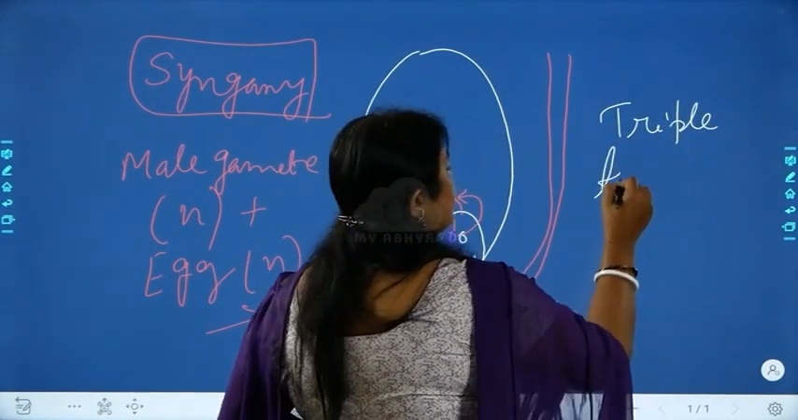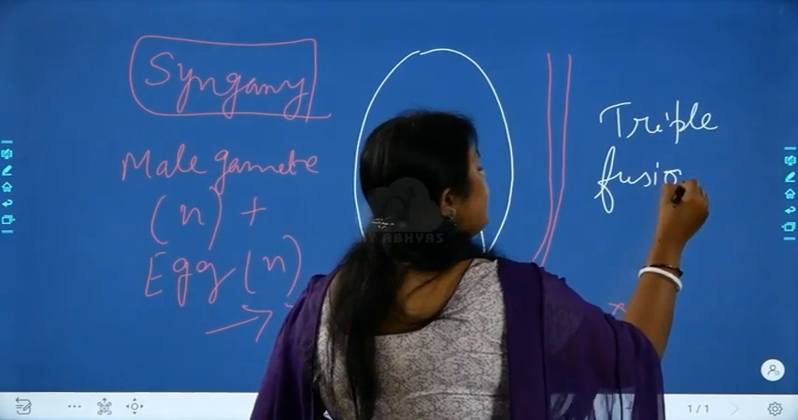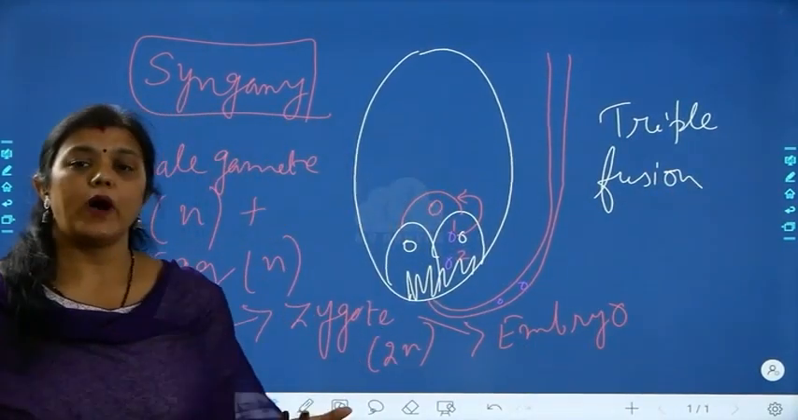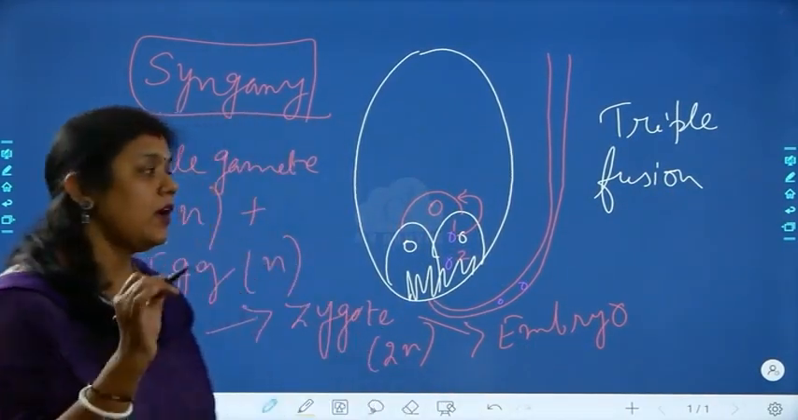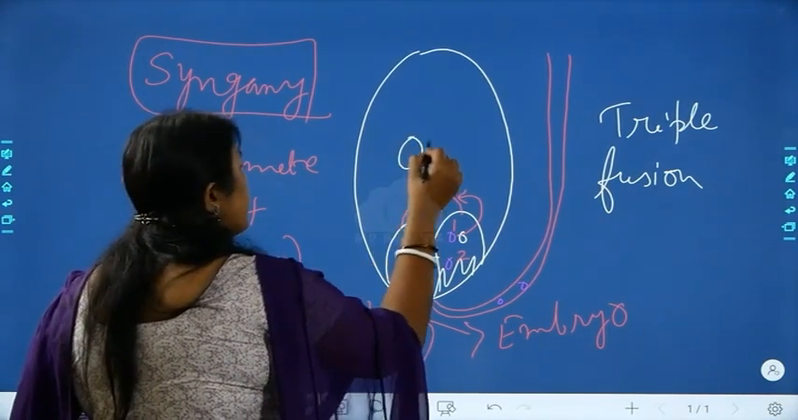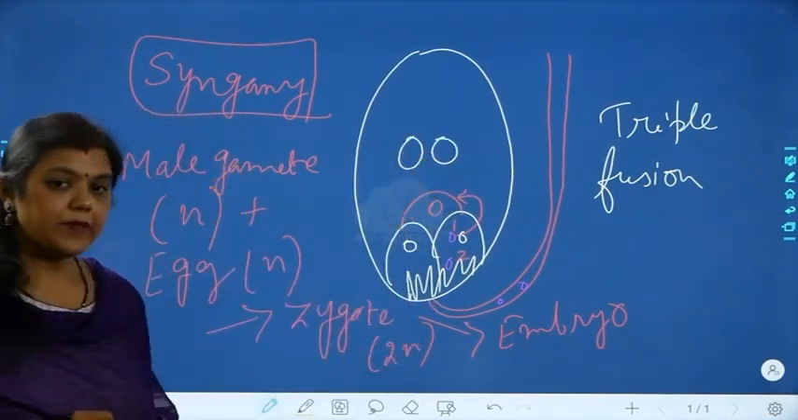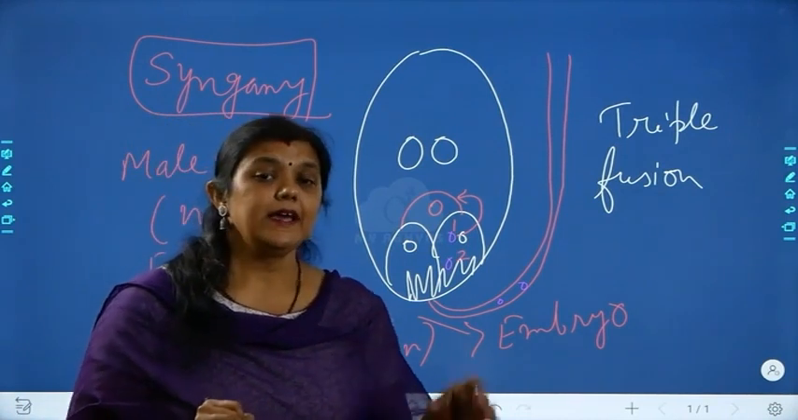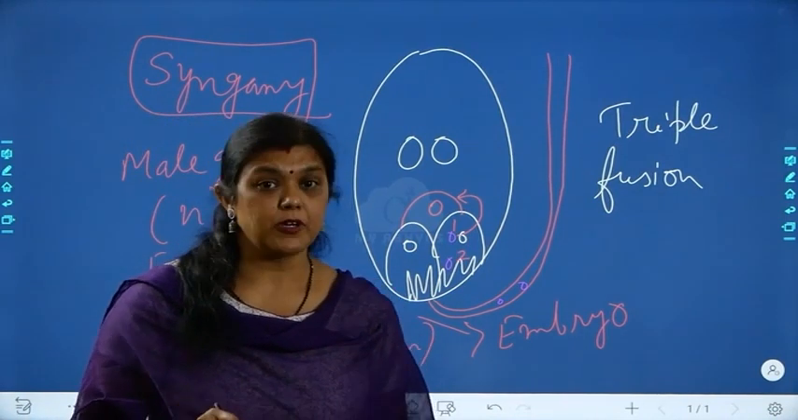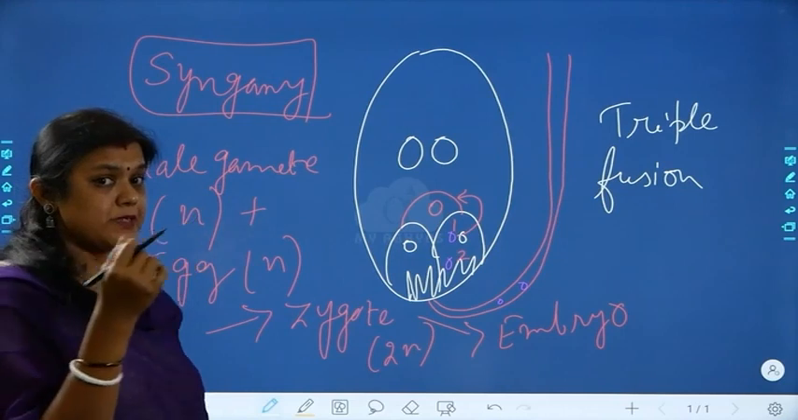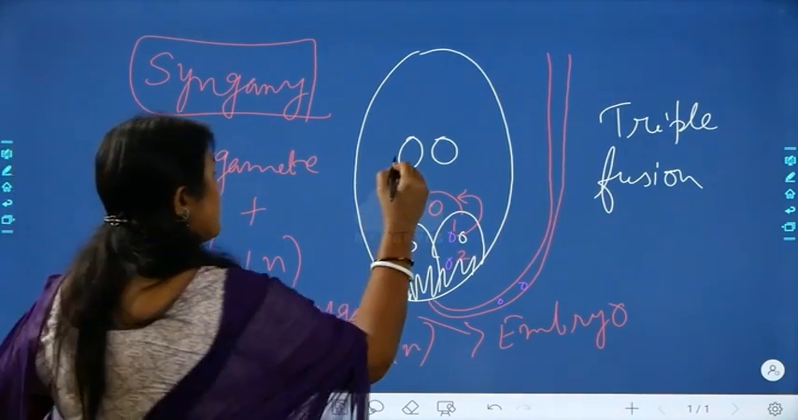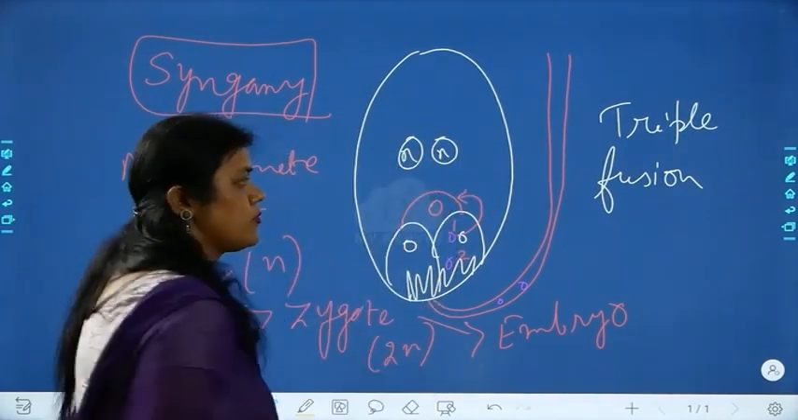Triple fusion. Now, why is it called triple fusion? Why has the name triple fusion come? There are polar nuclei. Each polar nucleus has n number of chromosomes because they are formed by meiosis first, right? So this is n number of chromosomes, and this is also n number of chromosomes.